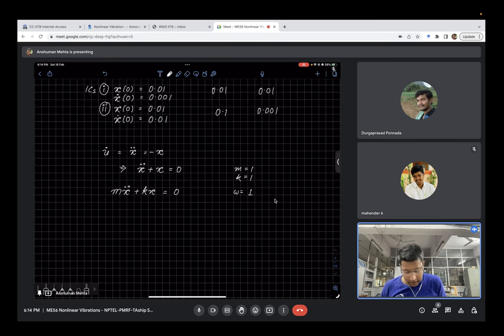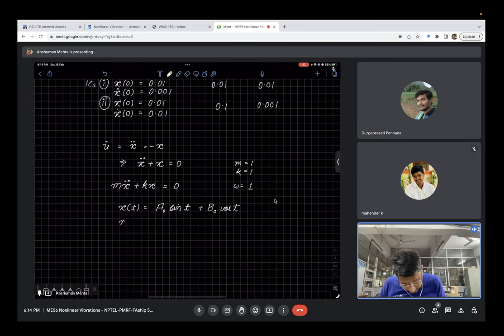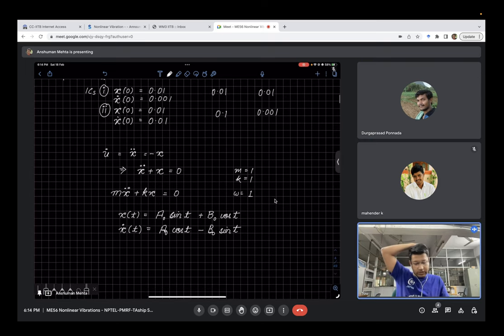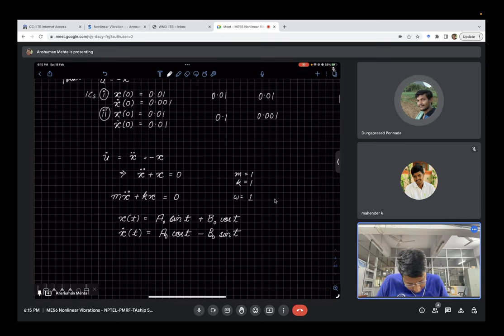But regarding amplitude, what will the amplitude be? We can find it using the simple vibration equation, so it is in sine and cosine terms, right? So the response will be somewhat like x of t is equal to A naught sin t, because omega is equal to 1, plus B naught cos t, right? Now we can find x dot also, which will be A naught cos t minus B naught sin t, correct? So now we just have to put the values and see what is the maximum amplitude we get. Or one more thing we can do, we can open Desmos and plot it. Okay, let's see. So you are getting this amplitude.